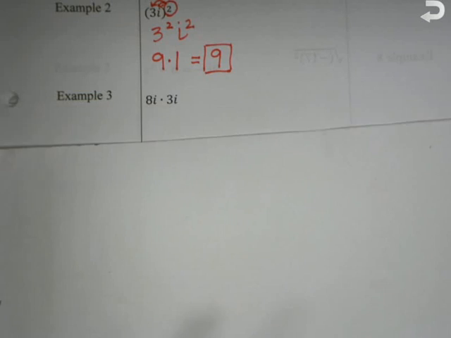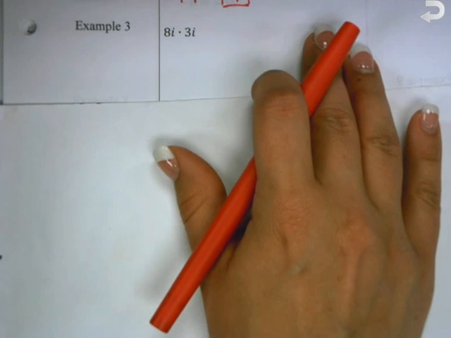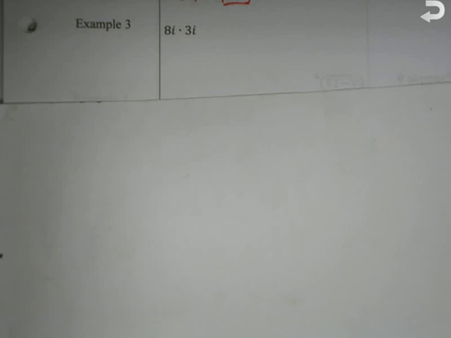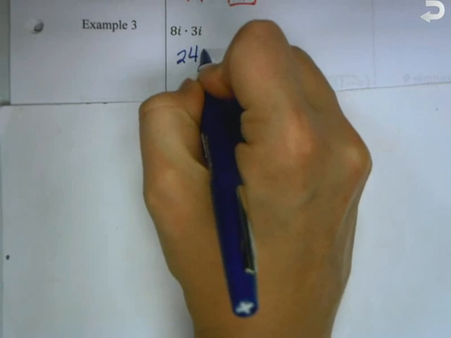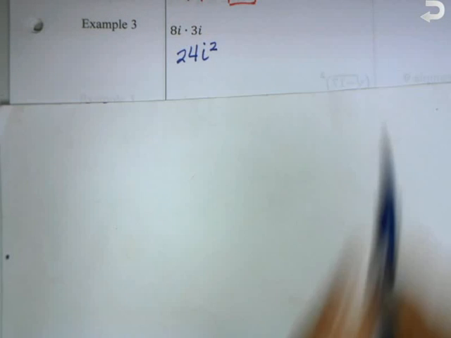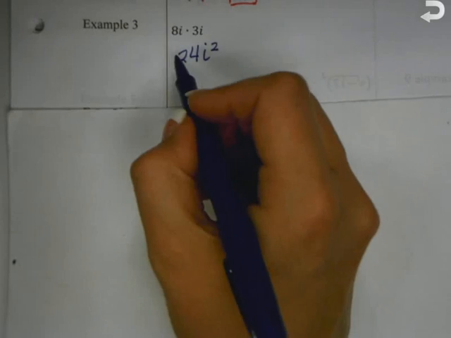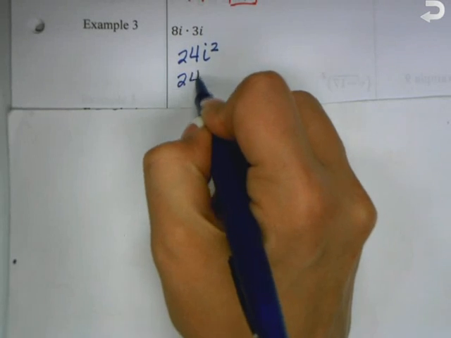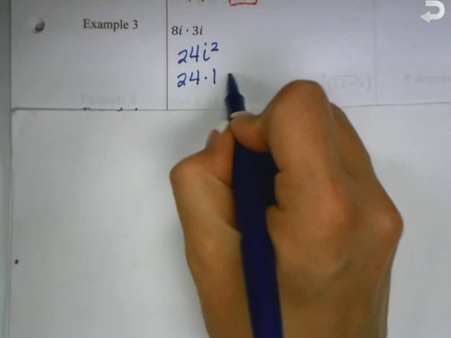Let's try example 3. Example 3, we have 8I times 3I. So what is that going to give me? 24I to the what? Second power. I squared. So that's going to give me what? 24 times, what's I squared? -1. So 24 times -1, which equals -24.